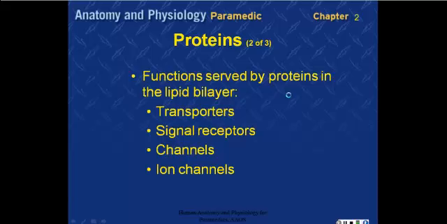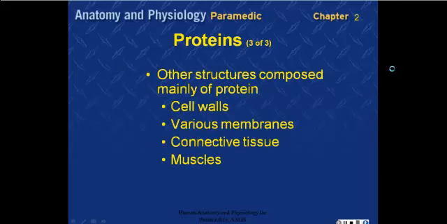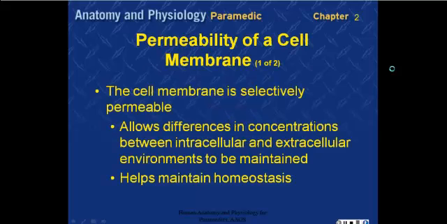Functions that are served by proteins in the lipid bilayer include transportation of materials across the membrane. They also can serve as signal receptors for neurotransmitters and other signaling devices. They can serve as channels for materials to pass through, including ion channels. Other structures composed mainly of protein include the various membranes of the body we'll talk about a little bit later, connective tissues, and muscles, which are mostly made up of different proteins.